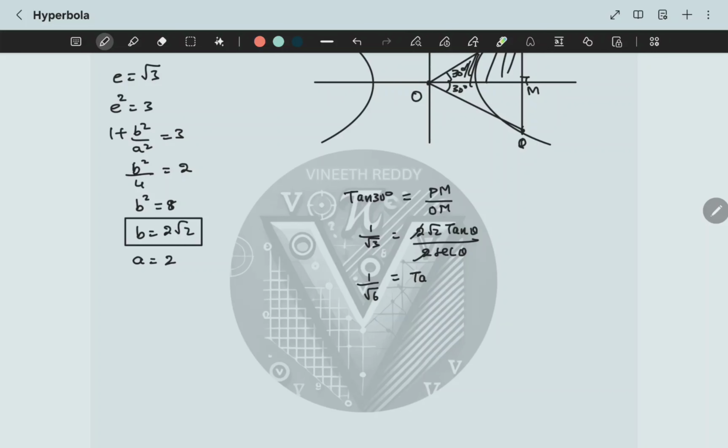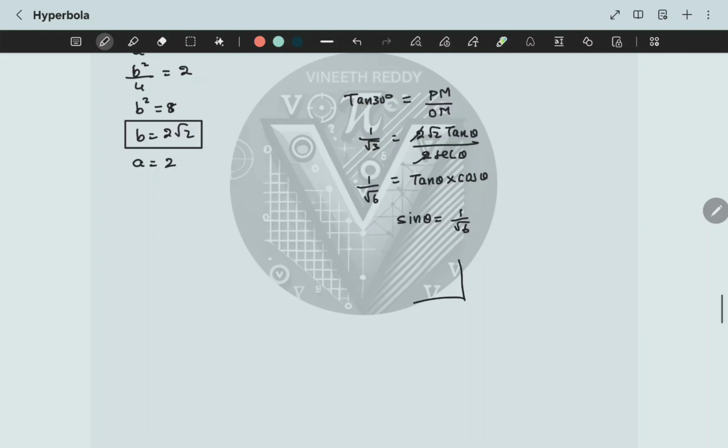Now we get tan theta into 1 by secant theta, which is cos theta. Tan theta into cos theta is nothing but sin theta. So sin theta is 1 by √6. That means if I try to draw the triangle now, this is theta, this is 1, this is √6, so this should be √5 by Pythagoras theorem.